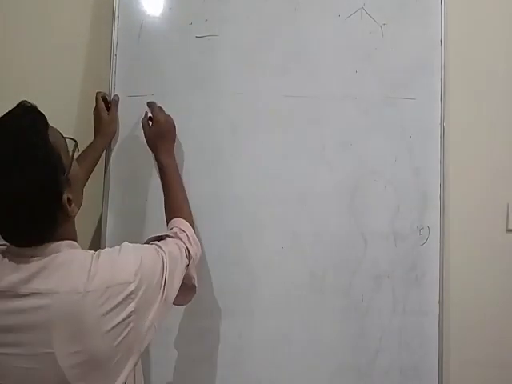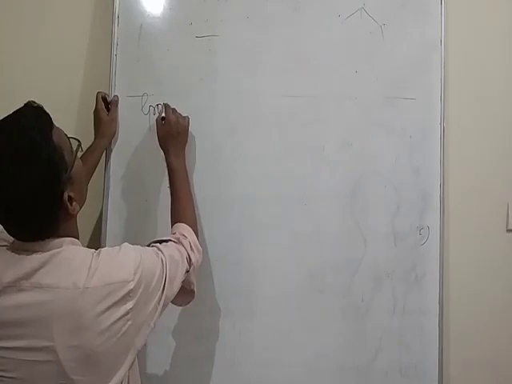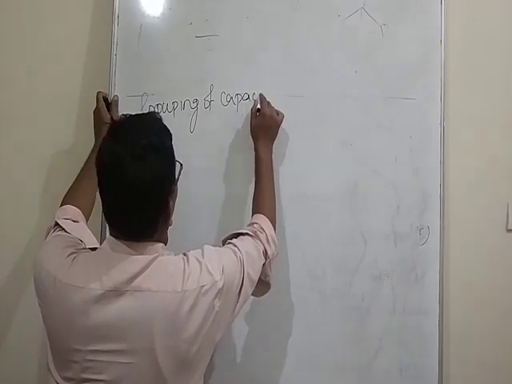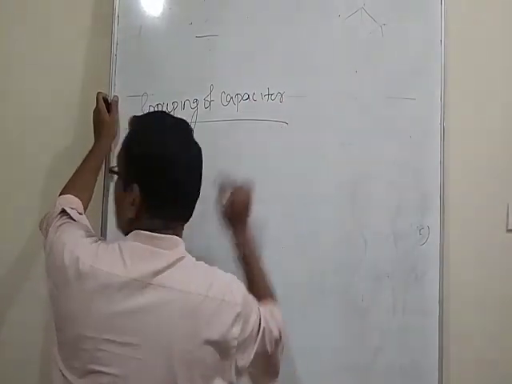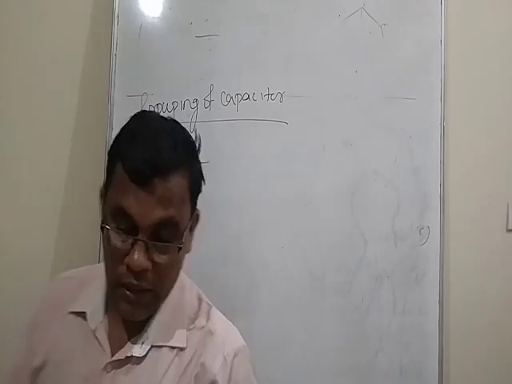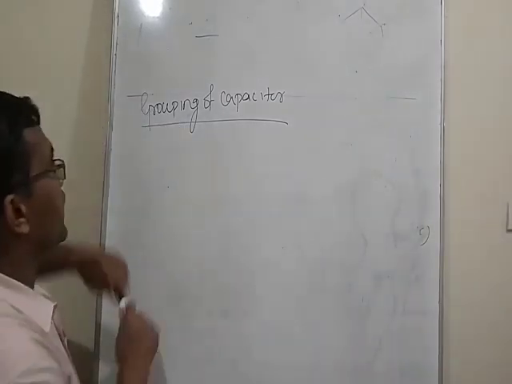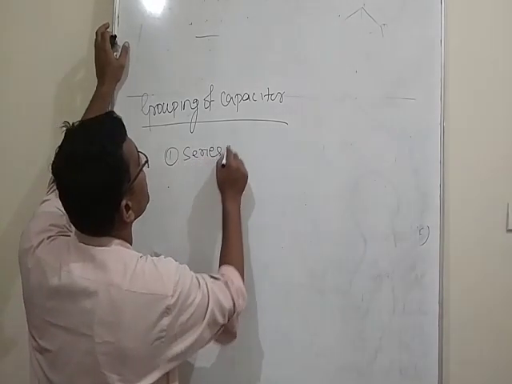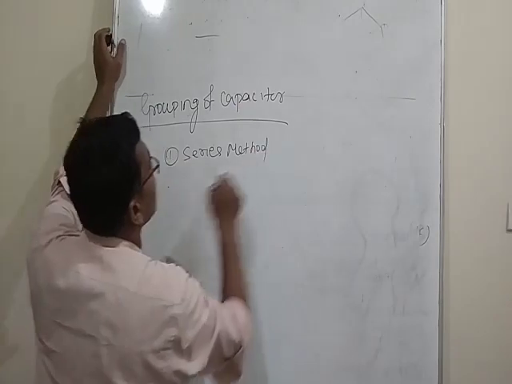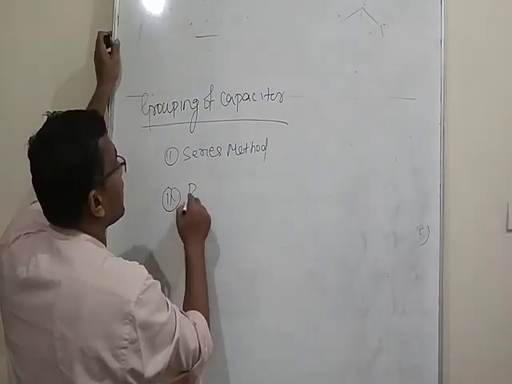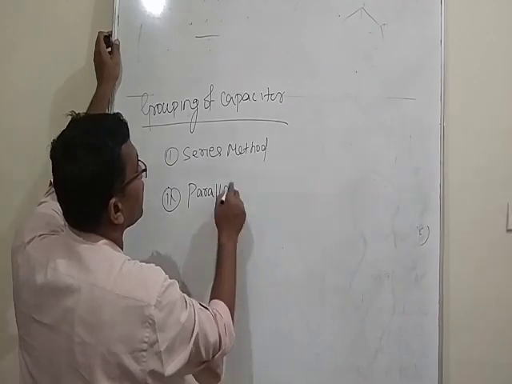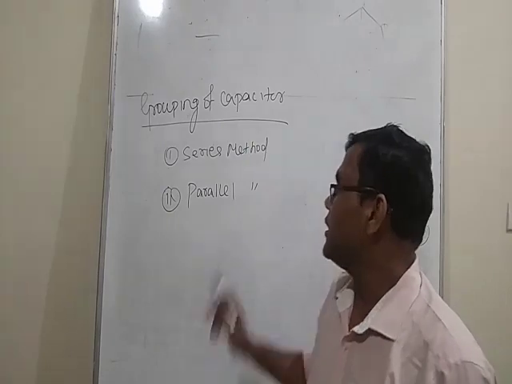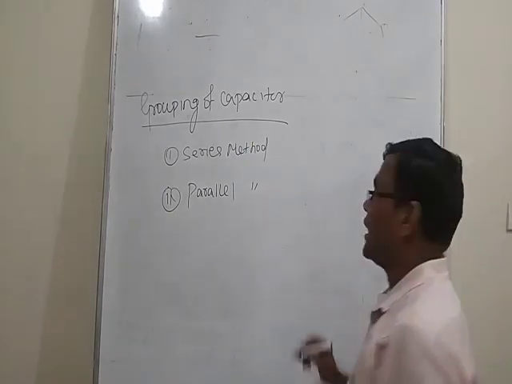Now let us see grouping of capacitors. How do we group capacitors? Capacitors can be grouped by two methods. Number one is the series method. Number two is the parallel method. In these two methods we can group capacitors. Number one is the series method and number two is the parallel method.